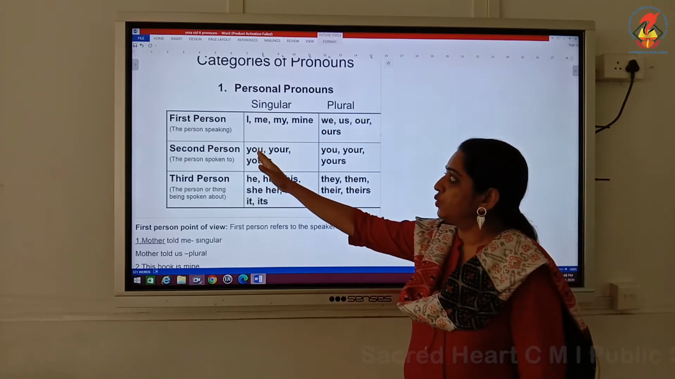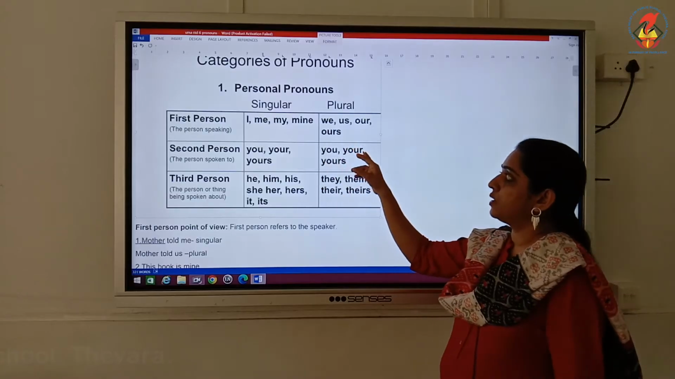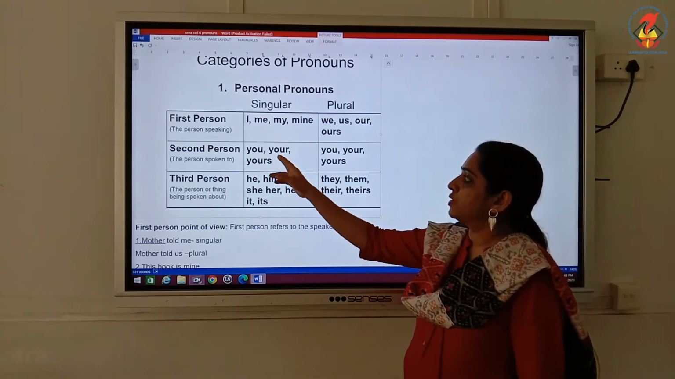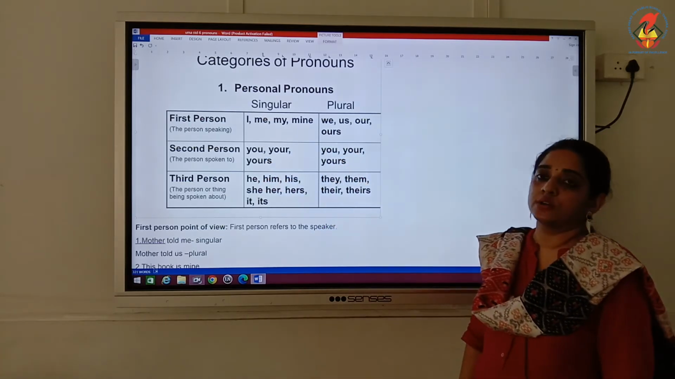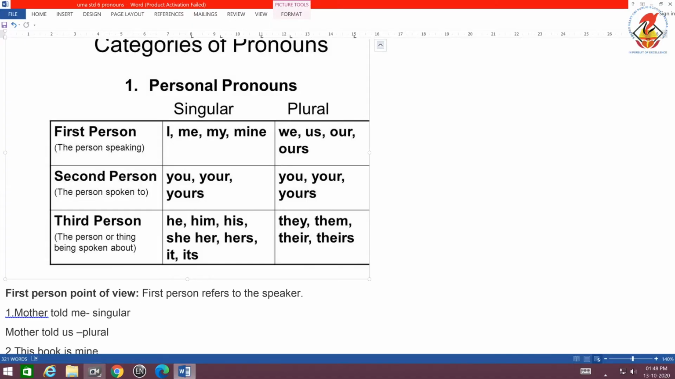In second person, you, your, yours. It does not have any special changes here. I saw you. Change to plural, I saw you. I saw your mother. Change to plural, I saw your mother. This book is yours. Change to plural, the book is yours. There is no change, it's the same. Now, the third person. He, him, his, she, her, hers, it, its. When you turn this to plural, it will be they, them, their, theirs.